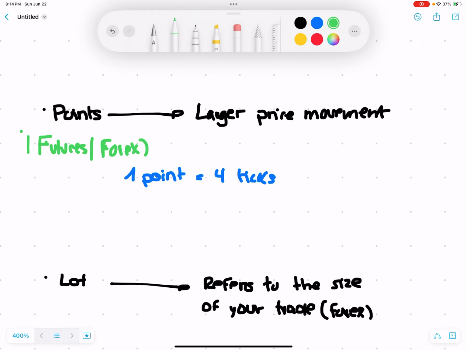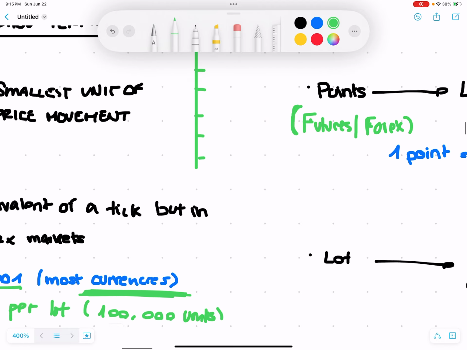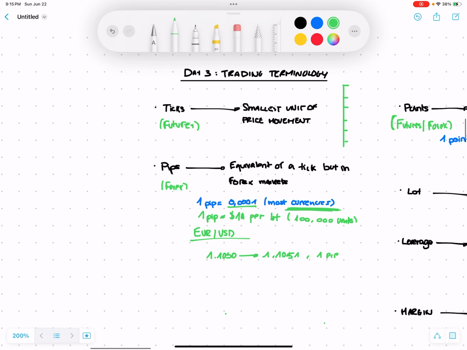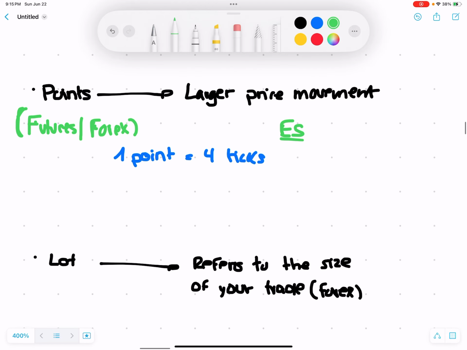I don't specifically use points, but it's still a good thing to know what it is when someone talks about it. So, 1 point on the ES market, for example. 1 point is equal to 4 ticks. So 1 point would be equal to $50. So it's $50 per point on ES.